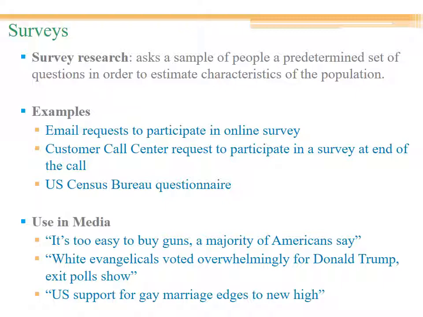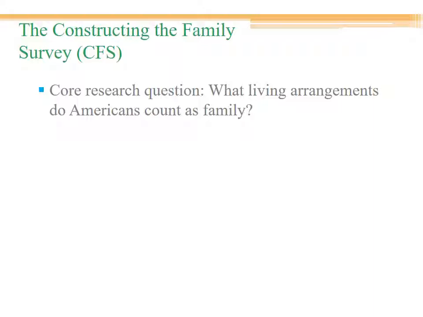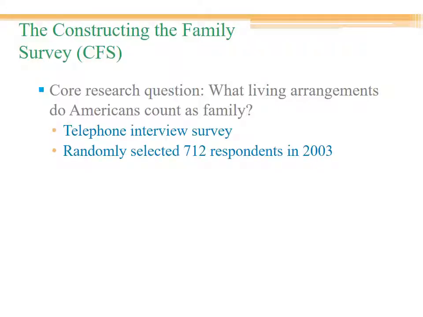Before we move on, let's discuss the example study presented in the text. This gives us an idea of the format of the data that survey research provides. The Constructing the Family survey asked a core research question: what living arrangements do Americans count as a family? The survey was conducted over the telephone, and they randomly selected 712 respondents in 2003. This connects to previous chapters, as these 712 respondents are a representative sample of the U.S. population.